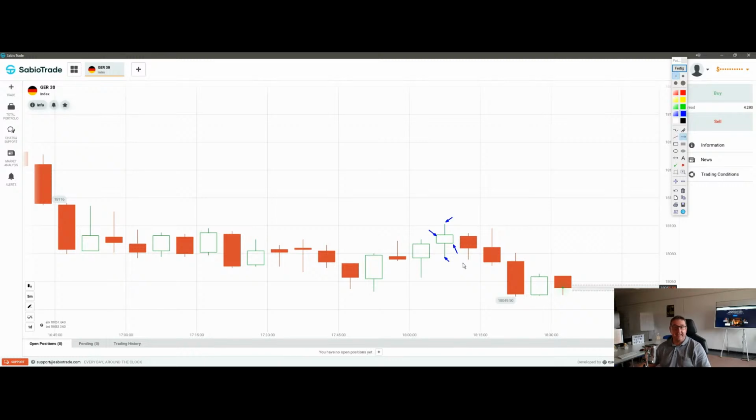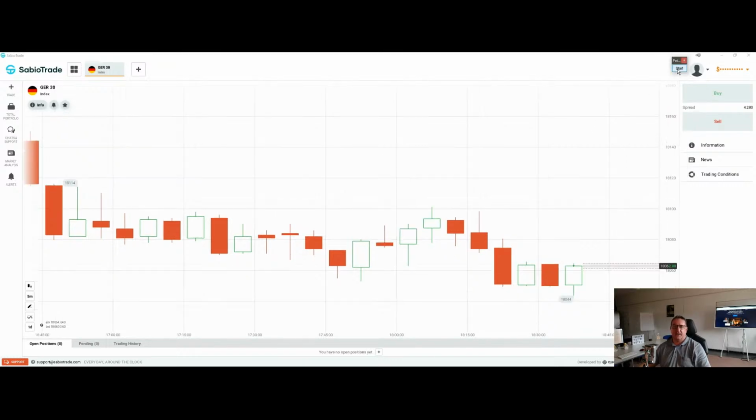Every candle tells you the story of the order book. That's really all. It tells you the story of the order book. Do you have more volume on that side or on this side?